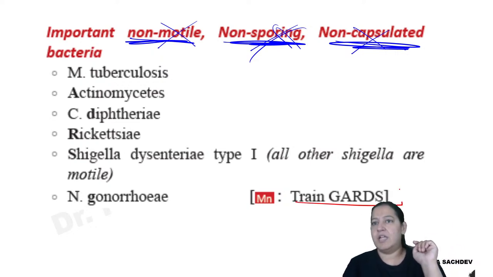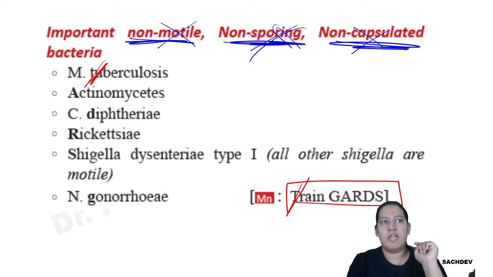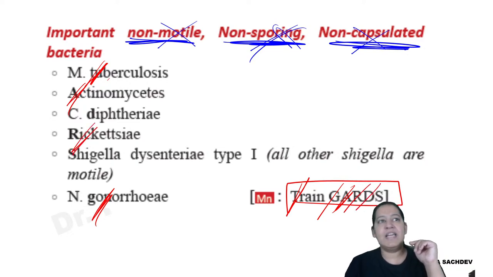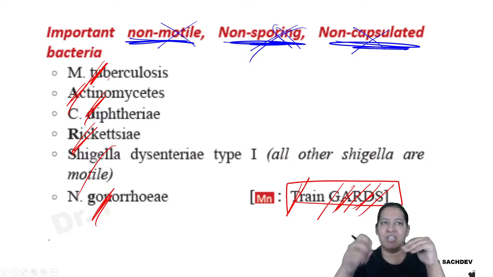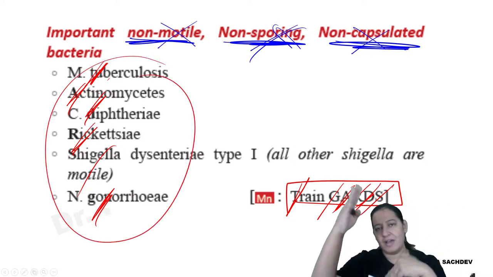Train guards. The mnemonic is train guards. So T se hai aapka tuberculosis. G se hai gonorrhea. A आगे पीछे है. A से है actinomycetes. R से है rickettsia. D से है diphtheria. और S से है shigella. तो ऐसे बनेगा. थोड़ा ऊपर नीचे है. इनको फिर से arrange कर लेना. मुझे time नहीं मिला. You have to arrange it again.